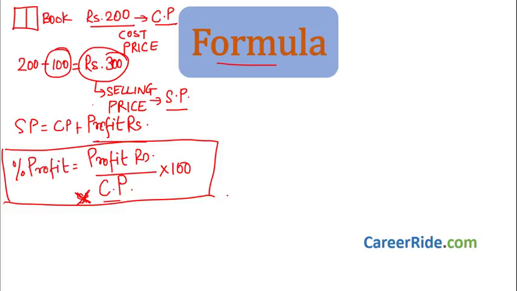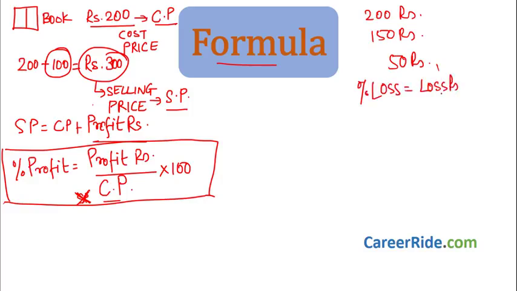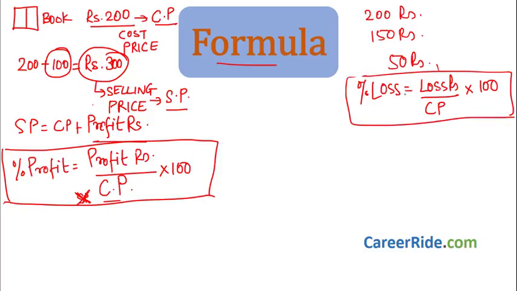Same way, you know what is loss? Loss means, for example, if you have a book for 200 rupees and you have to sell the book for 150 rupees. Okay, you sold the book for 150 rupees. That means you took a loss of rupees 50. Then what is percentage loss? That would be loss in rupees divided by cost price multiplied by 100. This is same as profit. Only instead of profit we write loss, and always loss and profit are calculated in relation to cost price. Cost price will always be in the denominator, not the selling price, right?